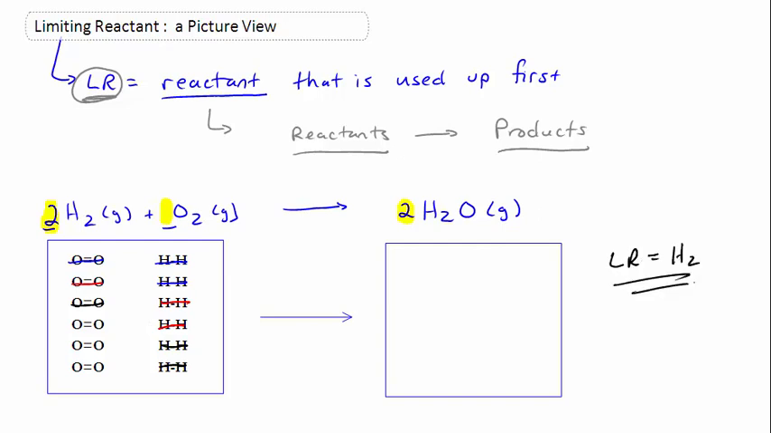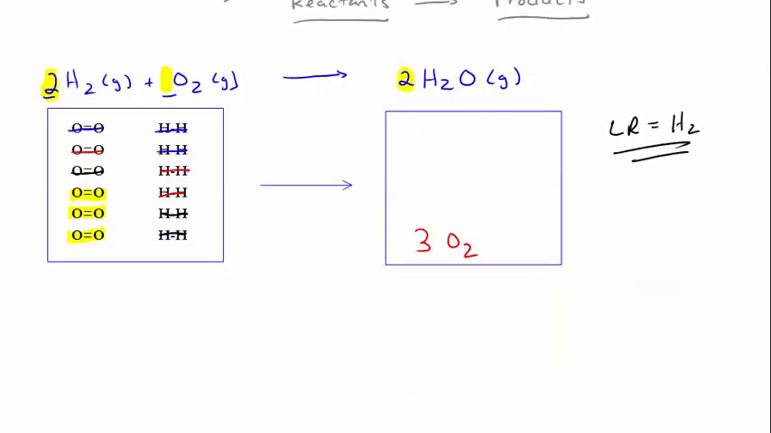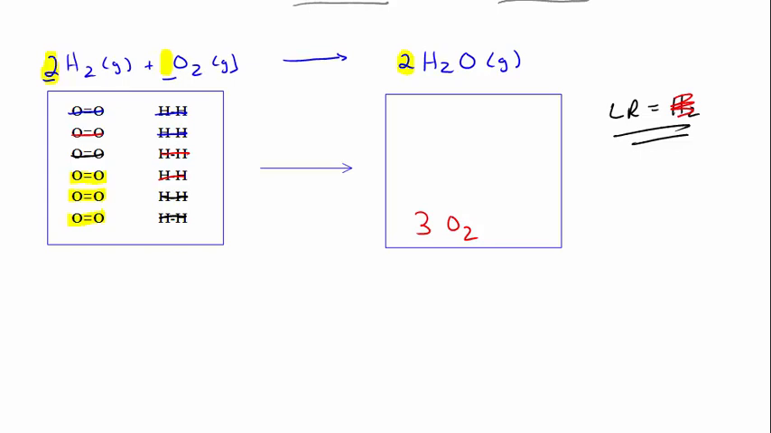So the important part about that is we can now see a couple things. First, we have 3 oxygens remaining, and so that's going to be over here in our container. 3 O2s will be over here. But the question is, what else will be in that container? Well, we know that we've used hydrogen up. So knowing how much hydrogen we've used, we can then figure out how much water we'll make.